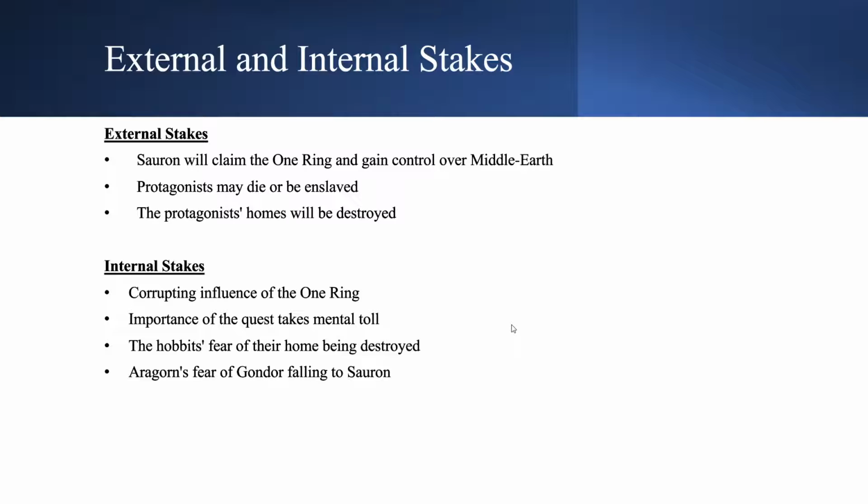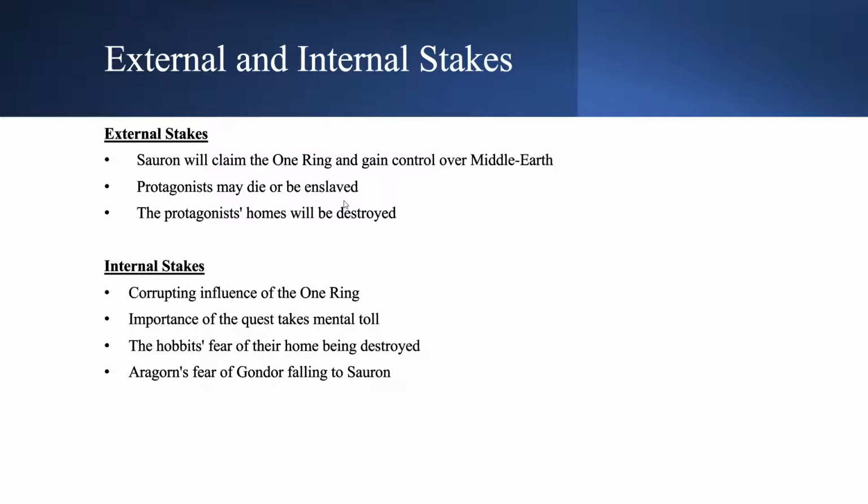And in terms of the stakes, external stakes are fairly obvious. Obviously, if Sauron wins and claims the One Ring, he will have his full power. He'll be able to conquer Middle-earth and extinguish all good from the world. And, of course, if this happens, the protagonist and anyone who is a protagonist will probably die or be enslaved.